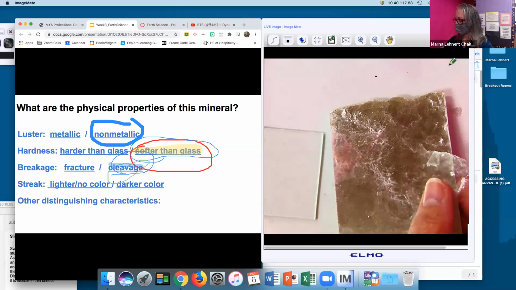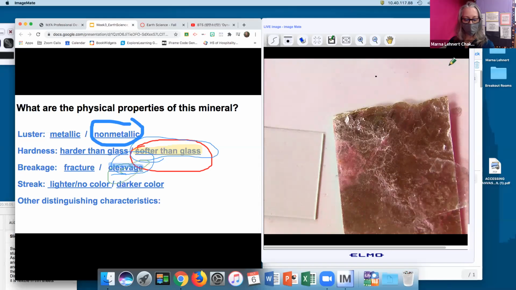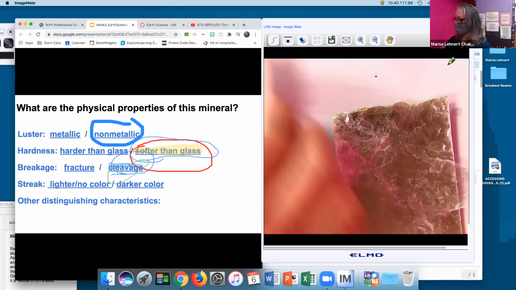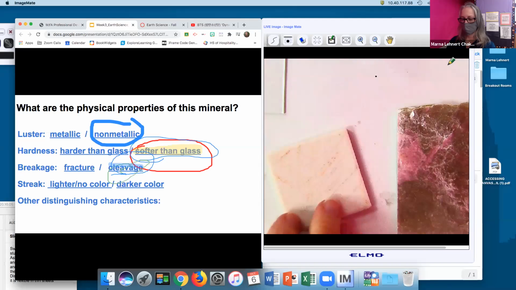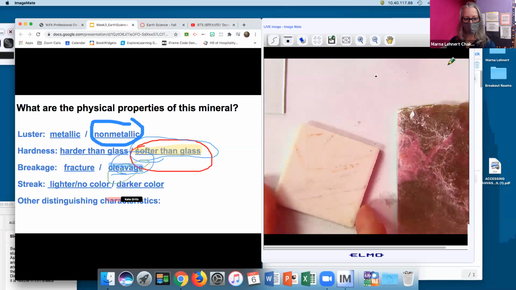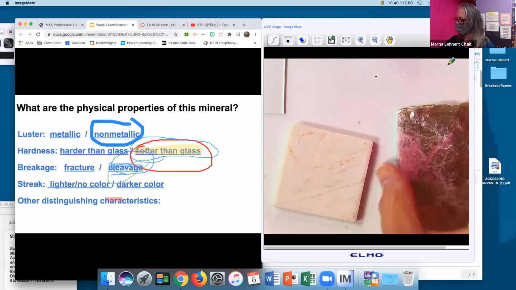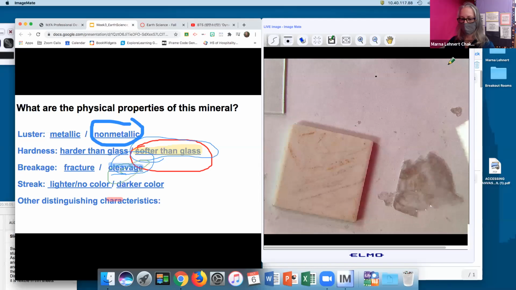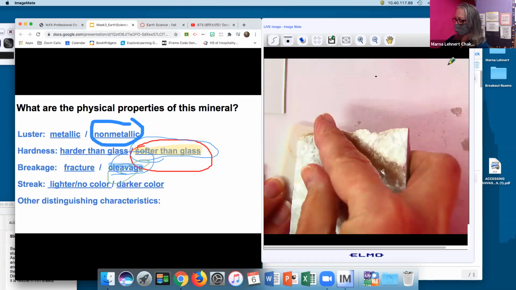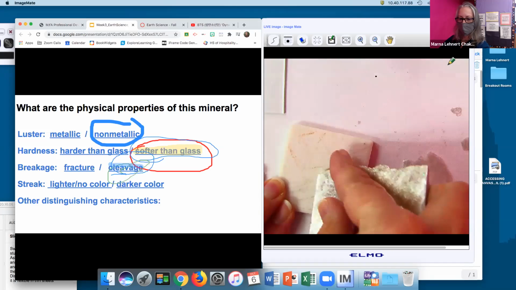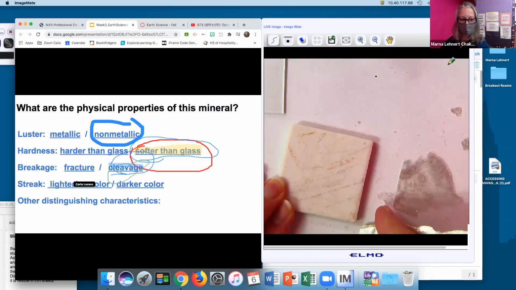Nice job. All right, next one is streak. For this one, I'm going to use this thing called a streak plate. It's a white piece of porcelain. You can see that it's been used in the past, right? And I'm going to do the same thing I did with the glass. I'm just going to drag it across that streak plate and see if it leaves a light color or a dark color or no color.